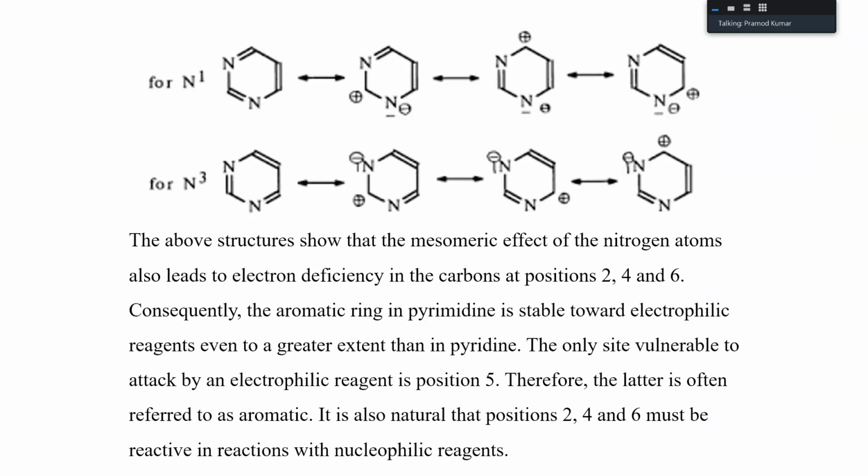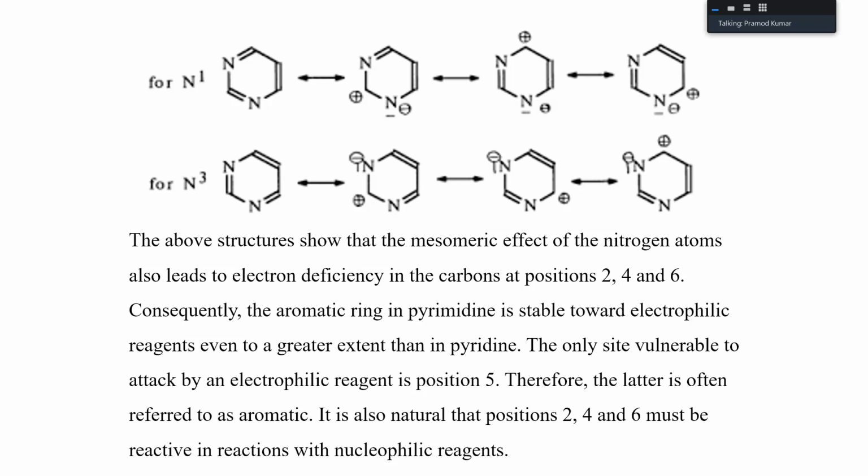The resonance structures of pyrimidine are very important. You should know how the resonance takes place. So the above structure shows the mesomeric effect of the nitrogen atoms and also leads to electron deficiency. So if you see, there are fewer electrons in your pyrimidine. So all the carbons have a positive charge.